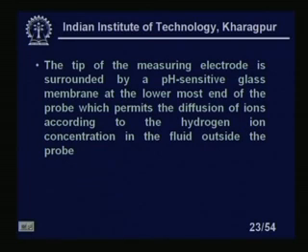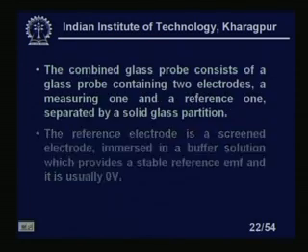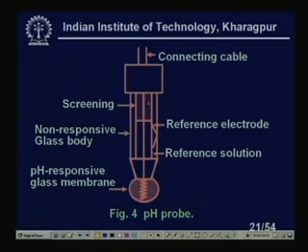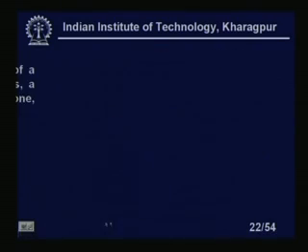The tip of the measuring electrode is surrounded by a pH sensitive glass. Again let us go back, it will be more clear. You see this is the tip of the electrode, this is the measuring electrode, this is the reference electrode. So this is our measuring electrode, it is coming here, this is all the platinum part. Here you can see the reference electrode. This you see surrounded by a pH sensitive glass membrane, clear.